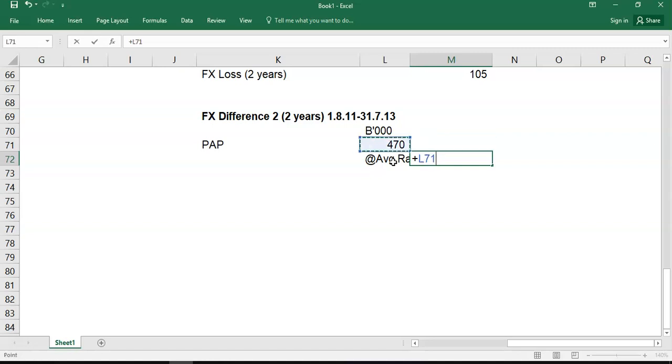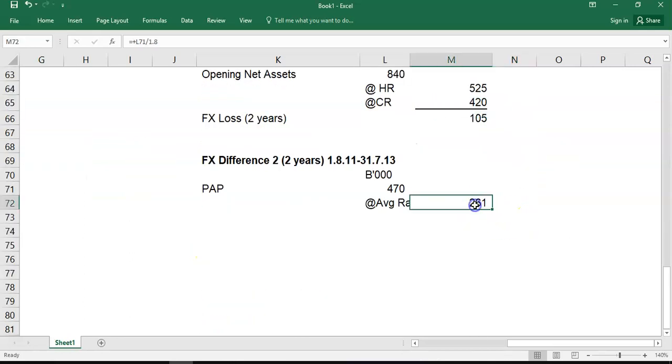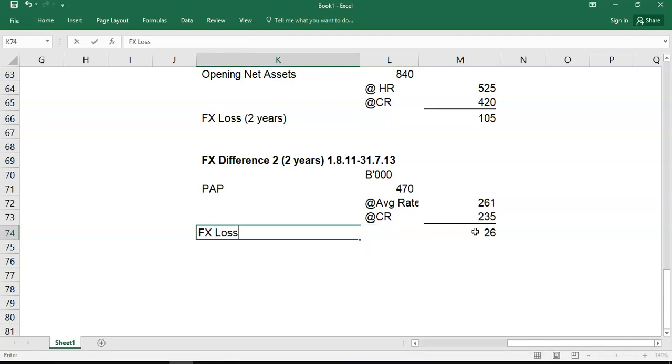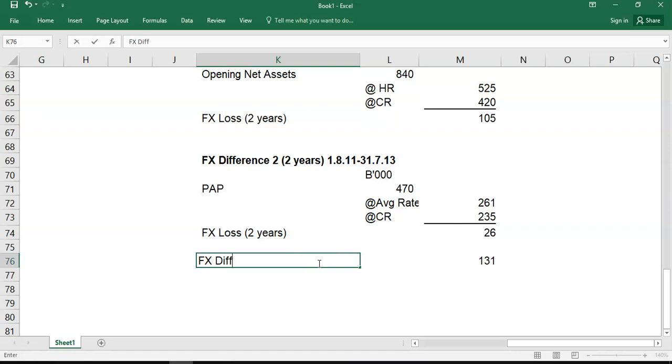which is 470 divided by 1.8, which I said rounded was 261. And then at the closing rate, which everything else would have been, which causes the difference, is 470 divided by 2. So again, it's a loss because the stuff that's converted at the closing rate is lower than everything else, so there must be a plug figure. And that loss will be 126. So that's what we call FX loss 2 years. And thankfully, when you put them together, a loss of 105 and a loss of 126, FX difference 1 and 2 for 2 years, is 131.